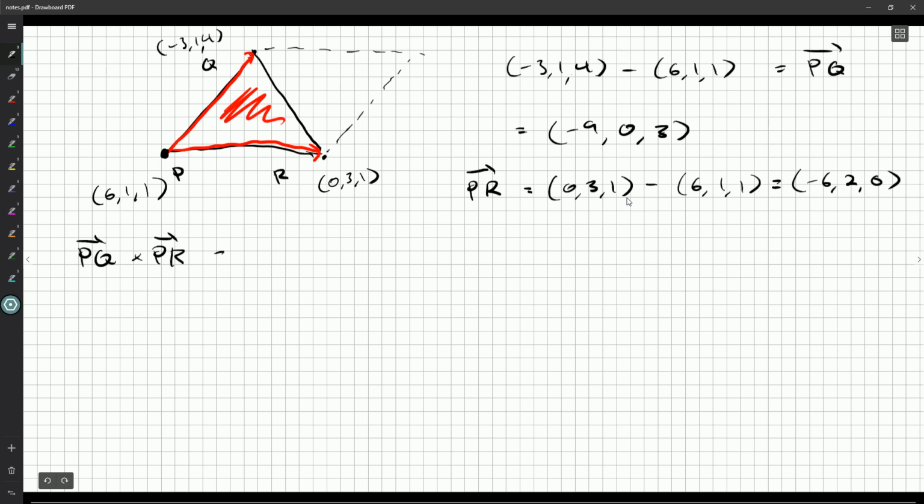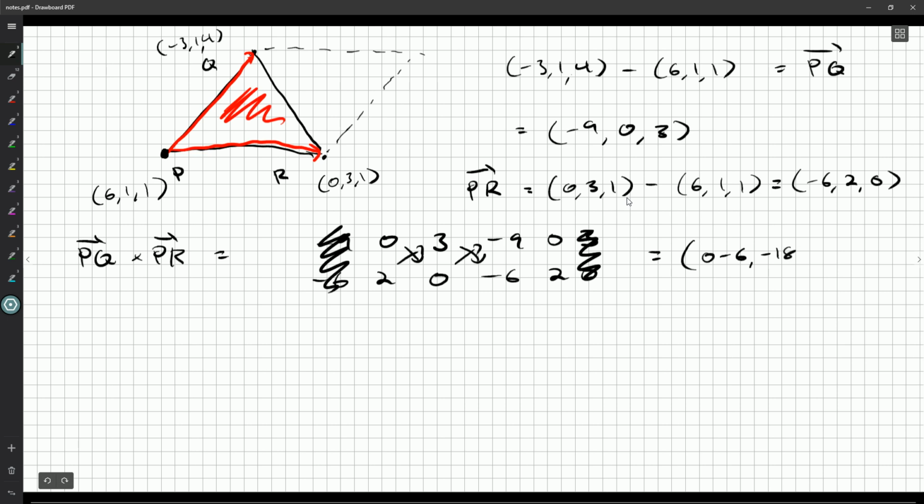PQ cross PR. So we'll get (-9, 0, 3) crossed with (-6, 2, 0). And we know how to do cross products at this point. So 0 minus 6, -18 minus 0, and -18 minus 0. So the cross product here is (-6, -18, -18). Now let's find the length and divide by 2.